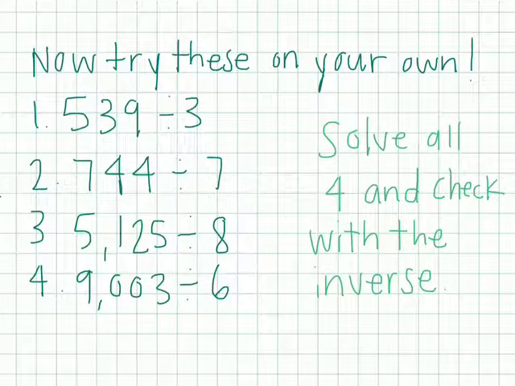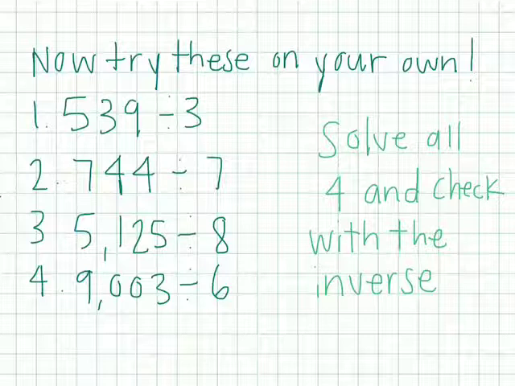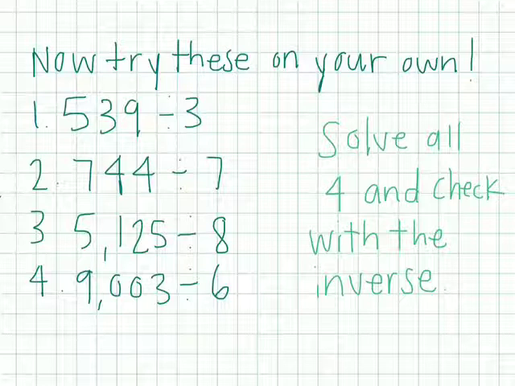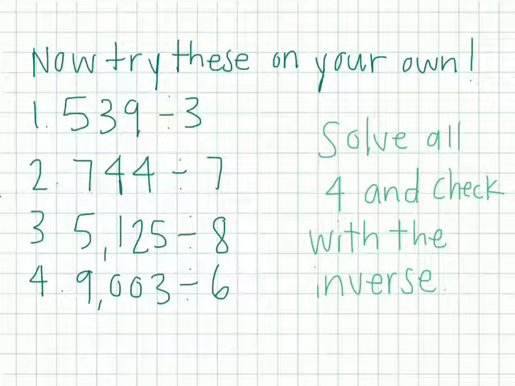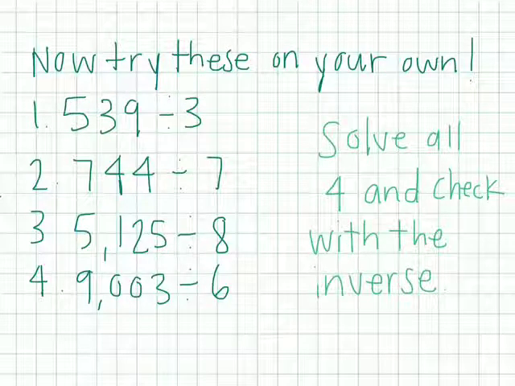Now that you've seen me solve a division problem with a 0 in the quotient, using the standard algorithm, the digit by digit method, I would like you to try these 4 problems on your own. And I can guarantee that there will be a 0 or more zeros in the quotient. So make sure you're taking your time, doing your tic-tac-toes, and also checking your work with the inverse. Good luck!